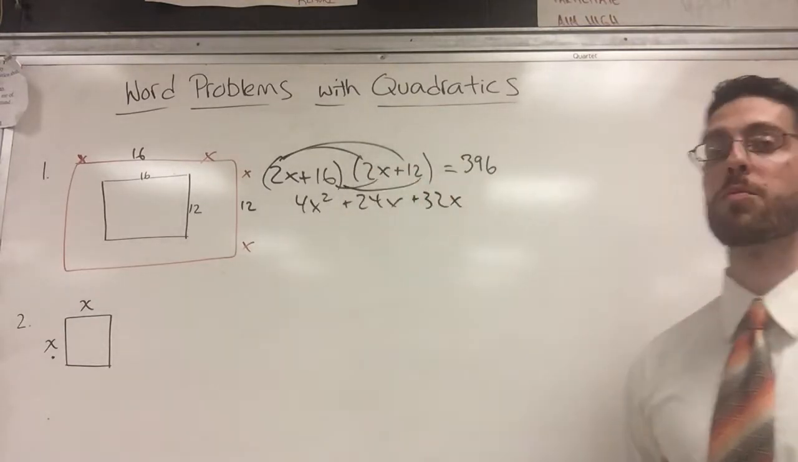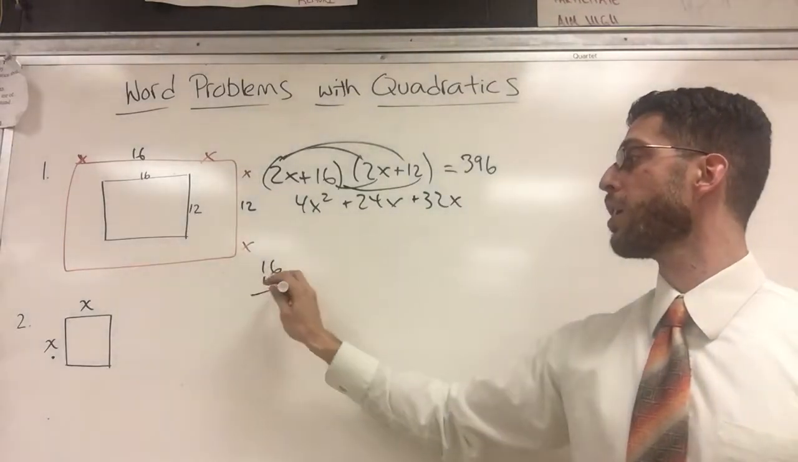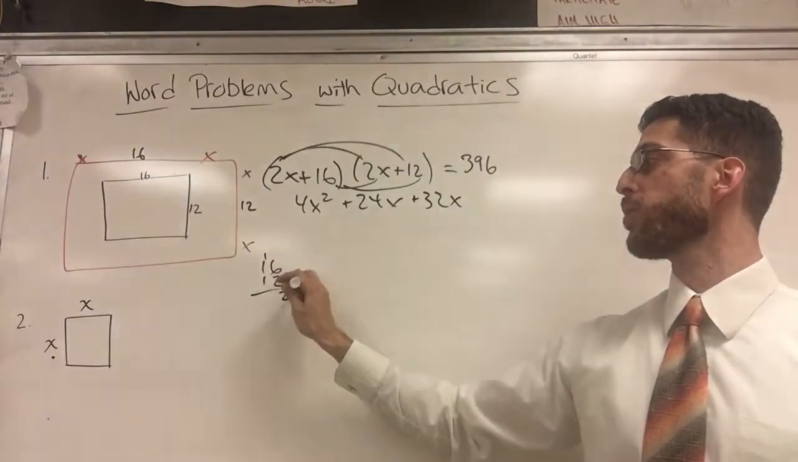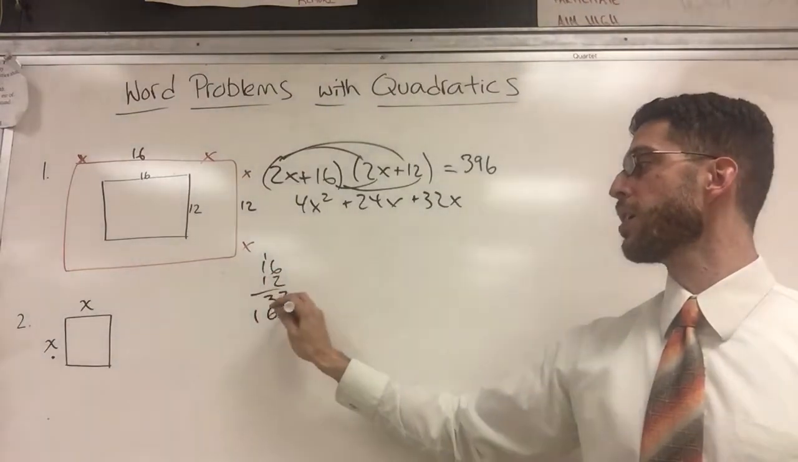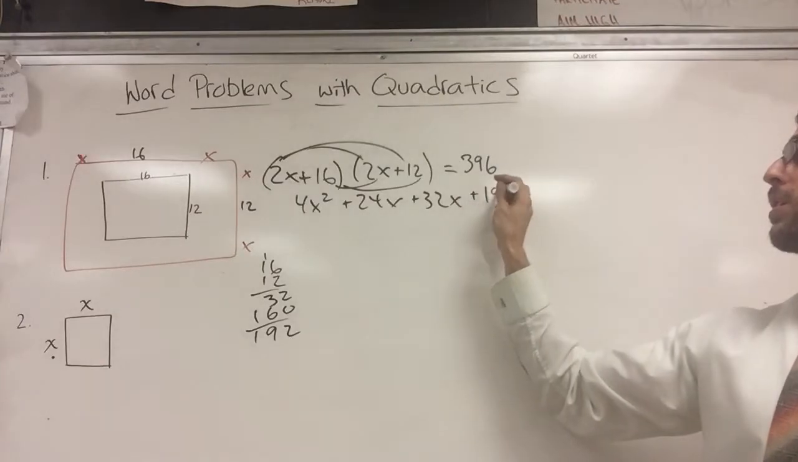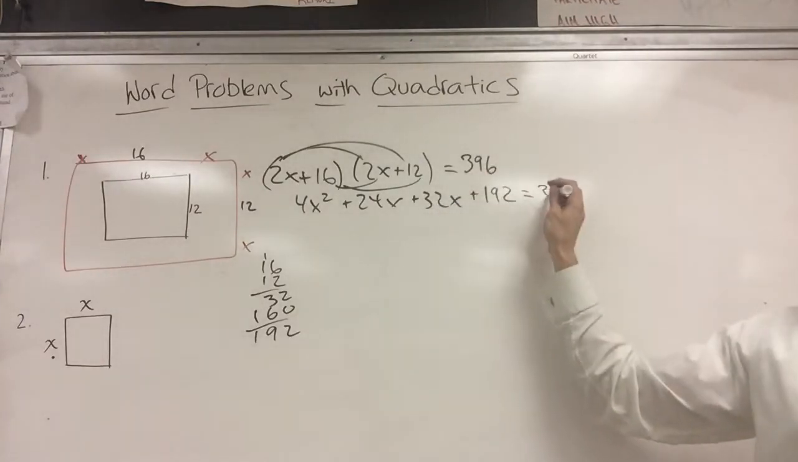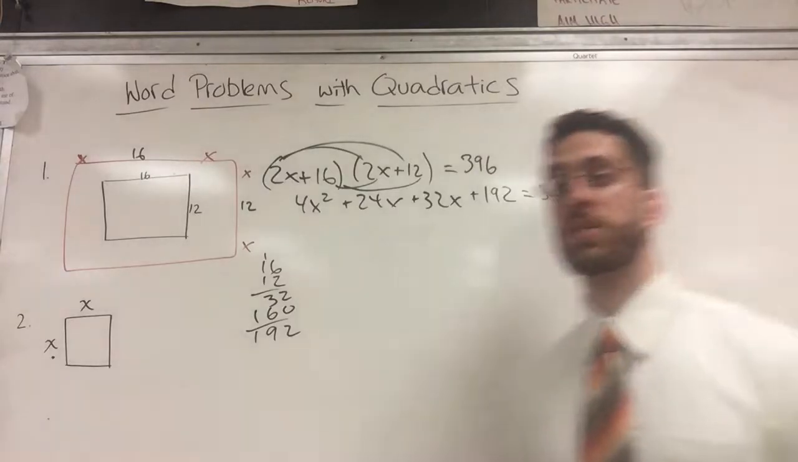And 16 times 12, I need a second because I left my calculator. Maybe you can do it quicker than me. This is 12, 2, 3, 16, 1, 9, 2. And then that's going to drop down.